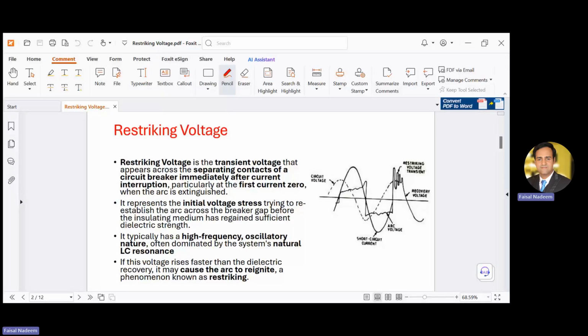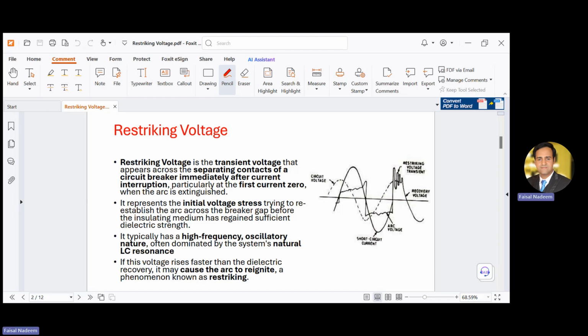Restriking voltage is the transient voltage that appears across the separating contacts of a circuit breaker immediately after current interruption, particularly at the first current zero when the arc is extinguished. I have explained this concept already in my previous lecture when I was discussing the TRV, the transient recovery voltage, and there I discussed the three types of voltage in the case of TRV.